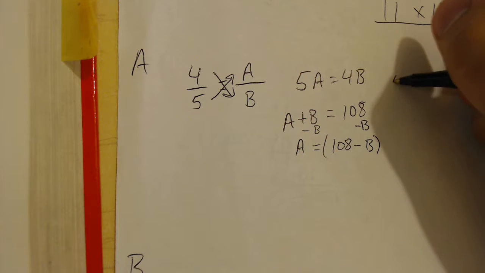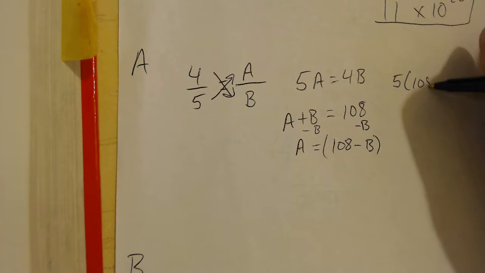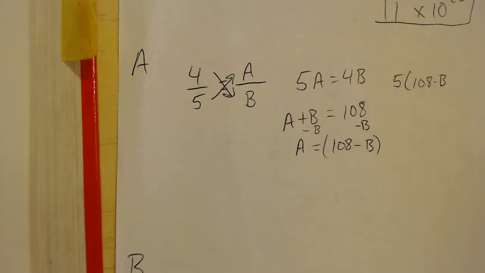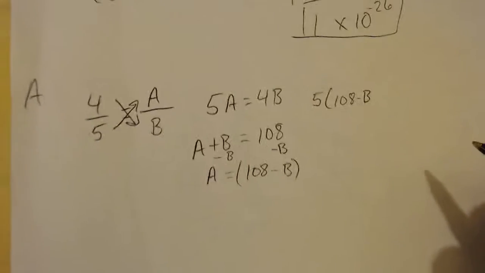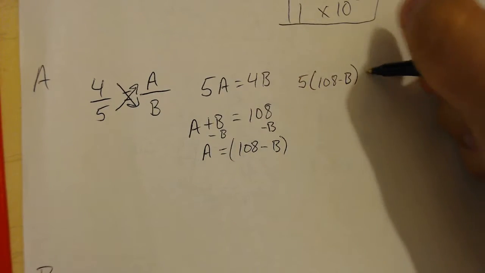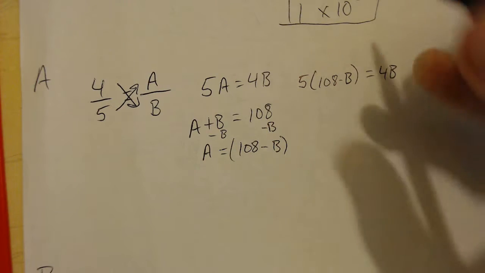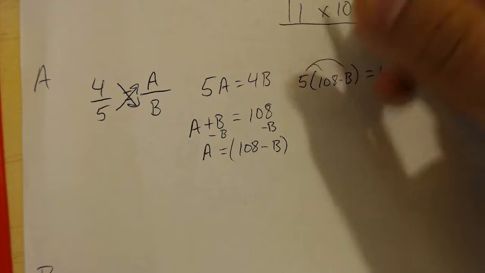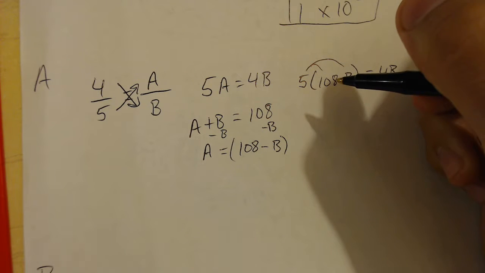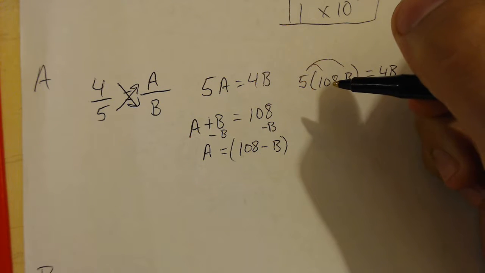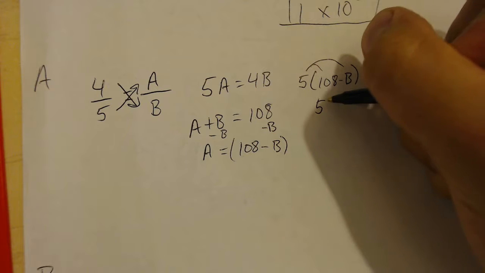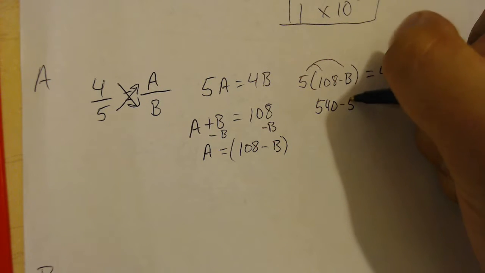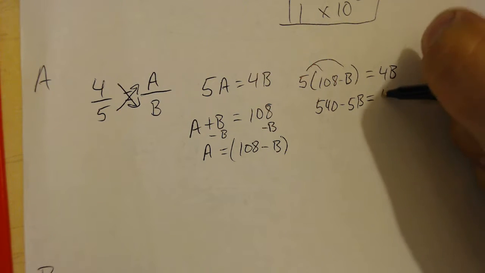I can take this value and substitute it into this equation up top. So then I get 5 times 108 minus B. Instead of writing number A, we're substituting that value, equals 4B. We now have a system with only one unknown, which can be solved. We use the distributive property. 5 times 108 is 540. So we get 540 minus 5B equals 4B.